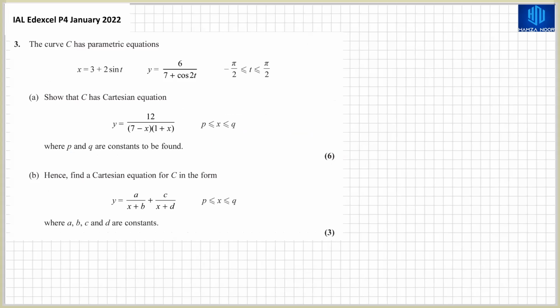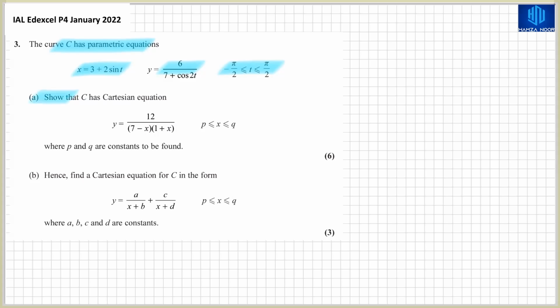This is Hamza Noor, and in this particular video I'm going to solve question number 3 of the International A-Level Edexcel P4 January 2022 paper. So it says that the curve C has parametric equations x is equal to 3 plus 2 sine t, y is equal to 6 divided by 7 plus cos 2t, where t is greater than or equal to minus pi over 2, less than or equal to pi over 2.